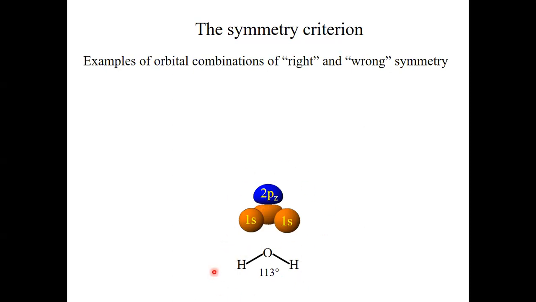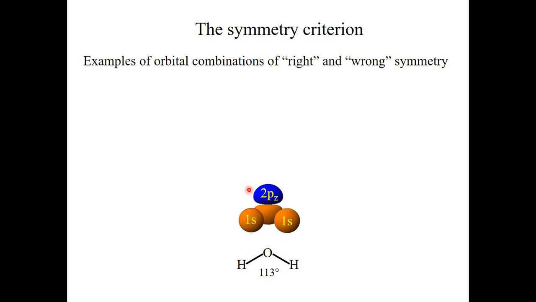So we have here our H2O molecule, and we ask, well, is it possible to form molecular orbitals from the 1s orbitals of the hydrogen and the 2pz orbital of the oxygen? If that was possible, then the bonding and the antibonding interactions between the orbitals wouldn't cancel out. That means that the constructive and the destructive interferences would not cancel out.